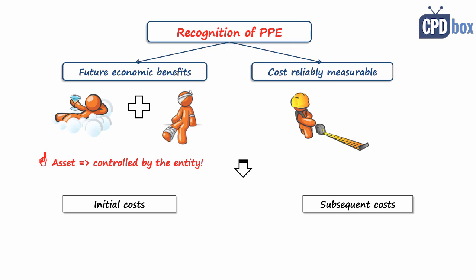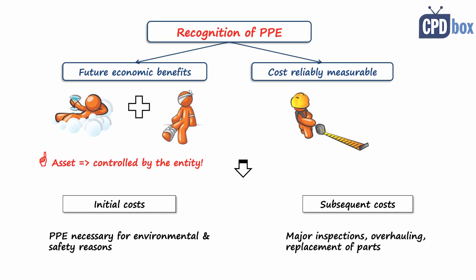Please be careful here, because some assets do qualify for recognition as an asset, although they do not bring future economic benefits directly. For example, a water cleaning station and similar assets. These might be required by law for safety or environmental reasons to operate other assets, so shall be recognized as an asset too. In relation to subsequent costs, some assets require regular major inspections like overhauling, or replacement of major parts. All of these shall be included in the carrying amount of an item, although incurred subsequently.